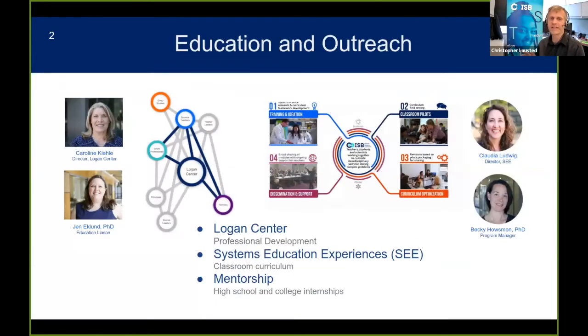So from its very inception, education's been a top priority for ISB, right alongside research. For example, our Logan Center provides services like professional development for teachers, and our Systems Education Experience Group develops classroom curriculum. In addition, pretty much all of our scientists and staff here participate with education groups, serving as mentors to our many high school and college interns. As an engineer here at ISB, I've been working on providing things like hardware and software support for some of these new curricula and materials for laboratory experiments.